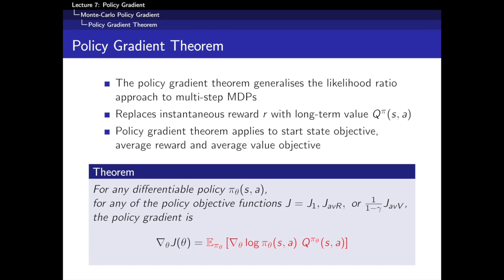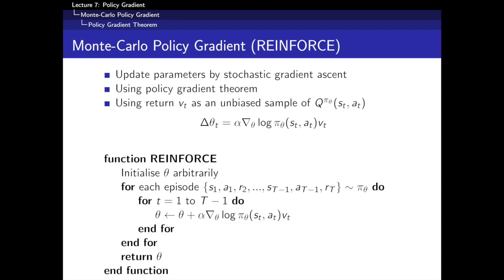Let's consider the simplest way to actually use that now to make an algorithm. And we call this the Monte Carlo policy gradient, which is roughly the same as a really old, well-known algorithm called REINFORCE. And the idea is to update the parameters by stochastic gradient ascent. So we're going to get rid of that expectation now and just do something very practical. We're going to use the policy gradient theorem, and what we're going to do is just sample that expectation. The term which appeared in the policy gradient theorem was this Q. So let's just estimate Q by using the return as an unbiased sample of this Q.